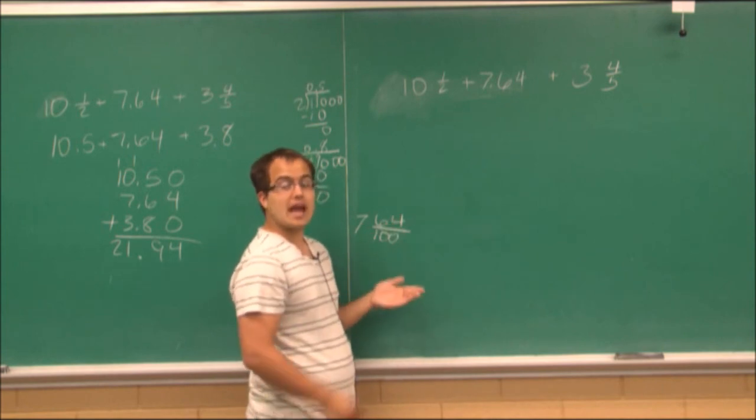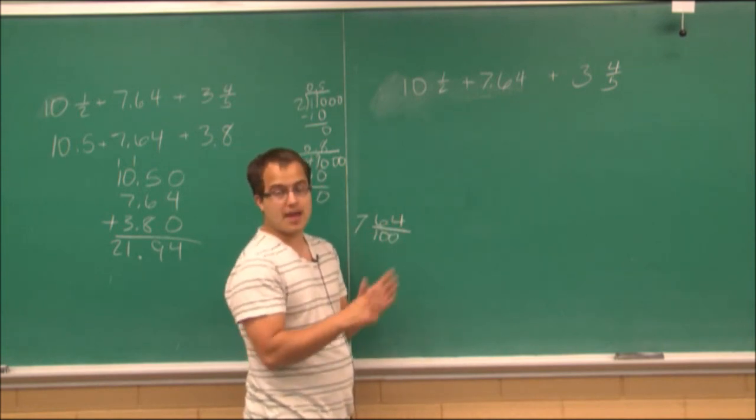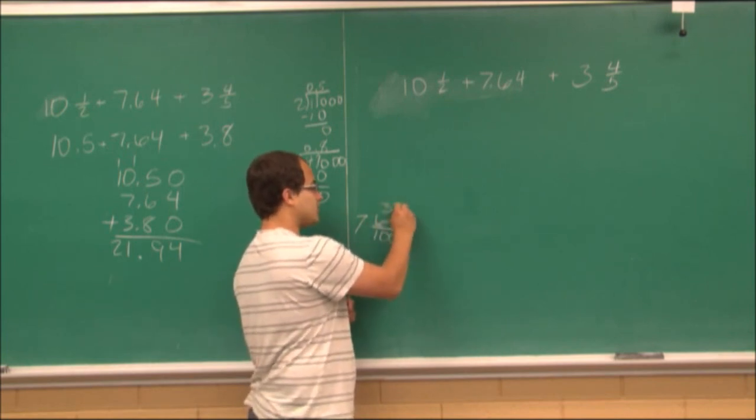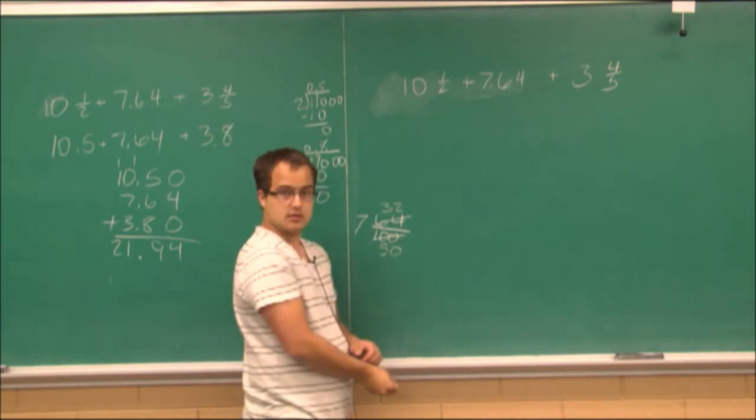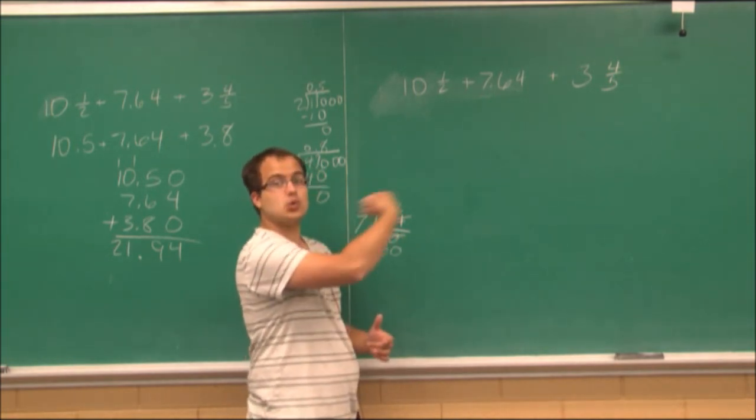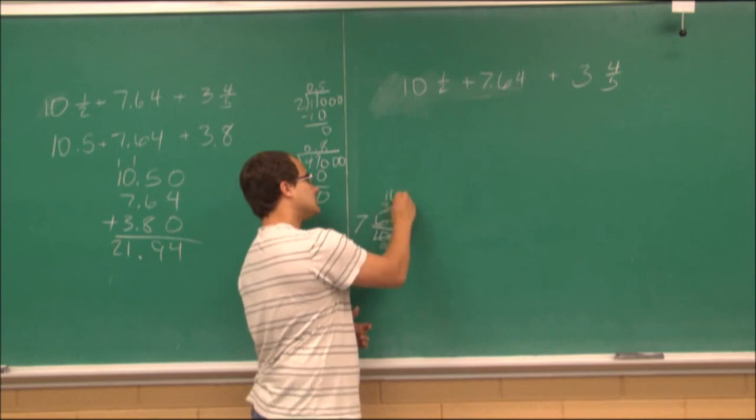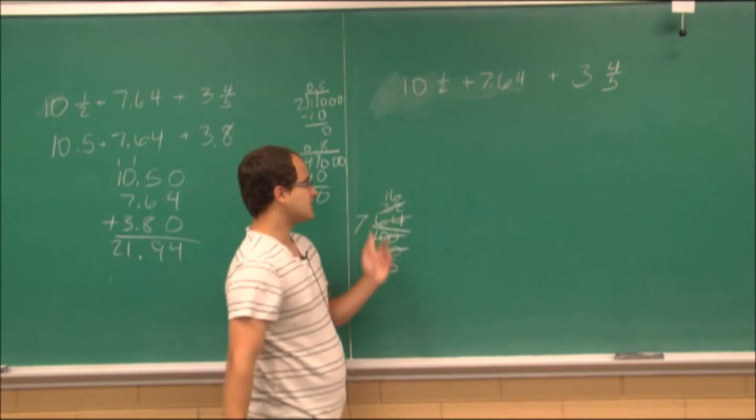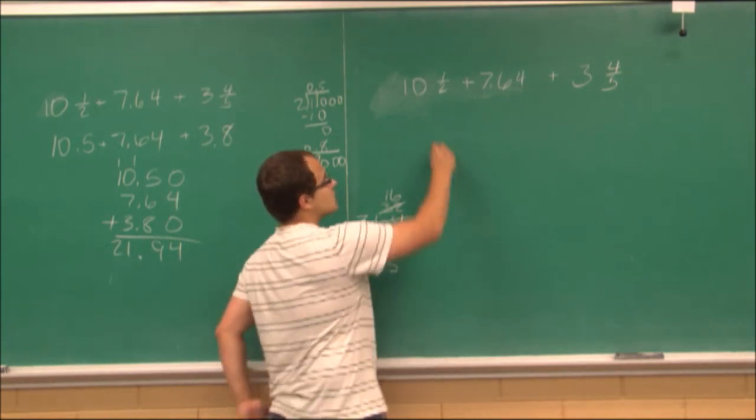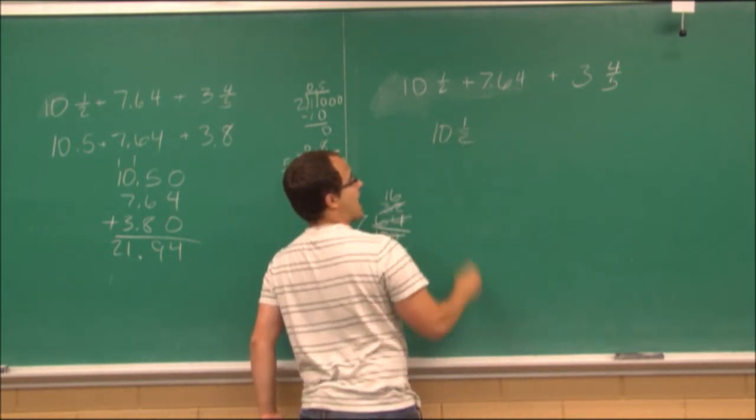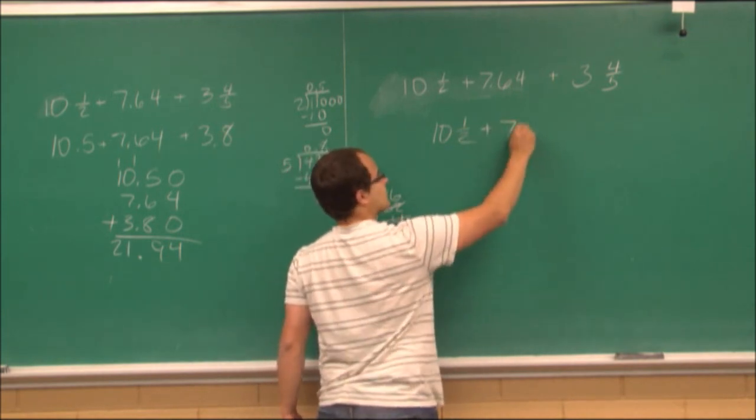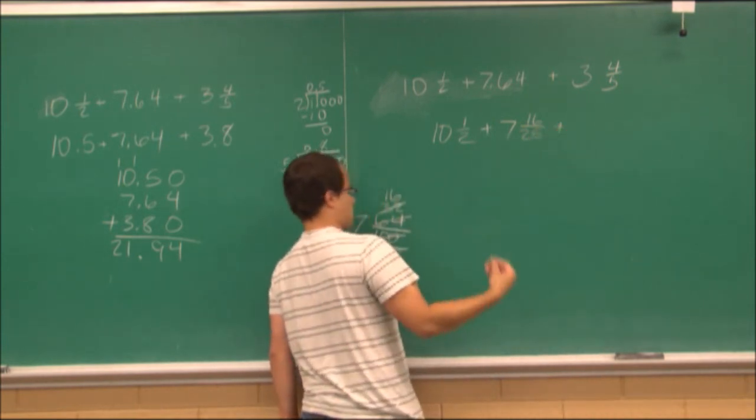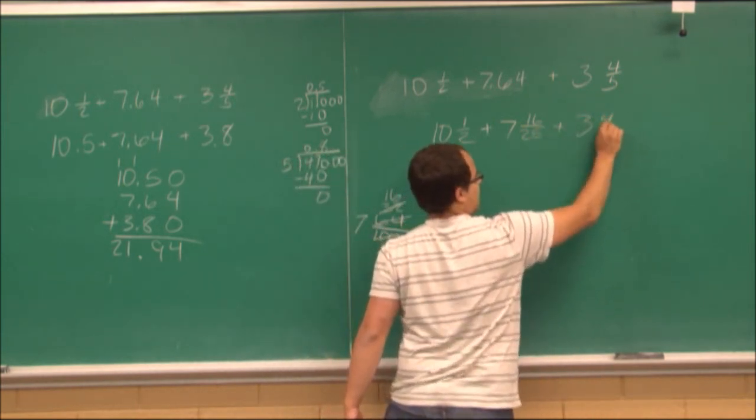Now this can be reduced, and I am going to do that before I start the addition. So that means I can reduce it by 2 for sure, so 32 over 50. I can reduce that by 2 again. 2 goes into 32 16 times. 2 goes into 50 25 times. 16 over 25 does not reduce. So now I have 10 and a half plus 7 16/25 plus 3 4/5.